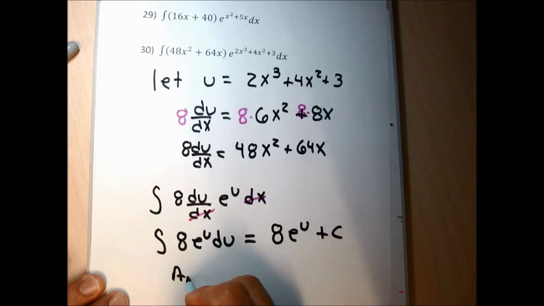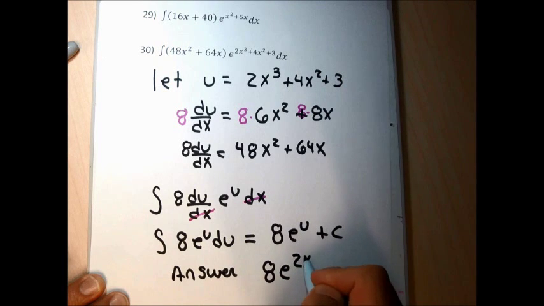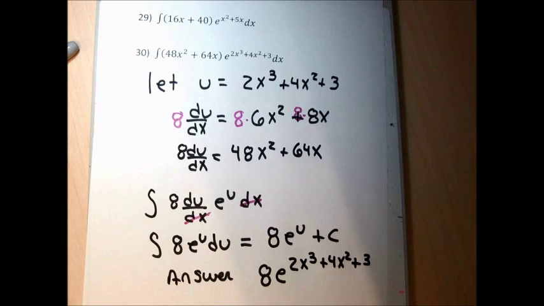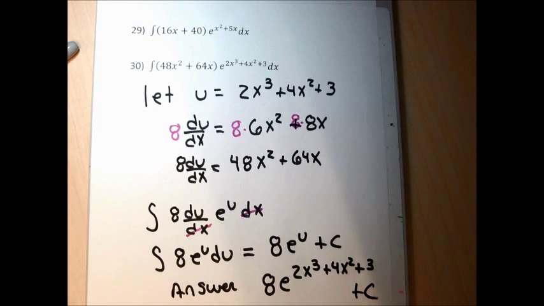And my answer for this is going to be 8e to the 2x cubed plus 4x squared plus 3 plus c. A lot of times I forget the plus c's. I haven't been forgetting it so much today, I don't think, but it's common for me to forget the plus c. So give 29 a go.